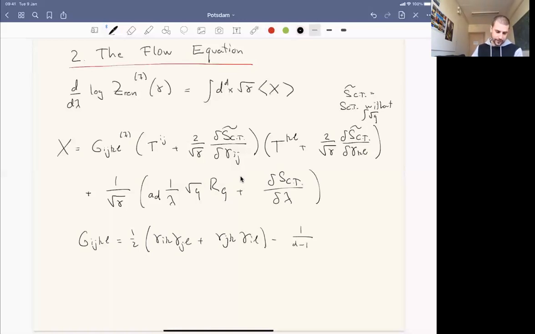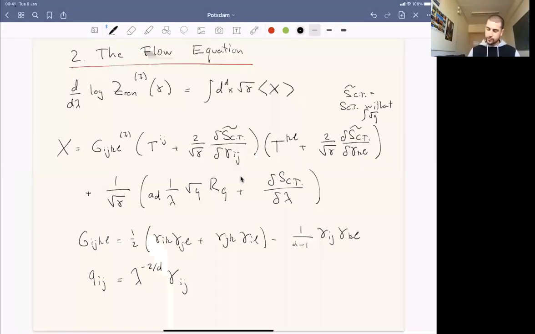So this is what they did, and they found that this is the deformation that works and reproduces the right spectrum. And Q_ij, you can think about it as an induced metric, which is just the following. Okay, so this is the flow equation that they wrote down.